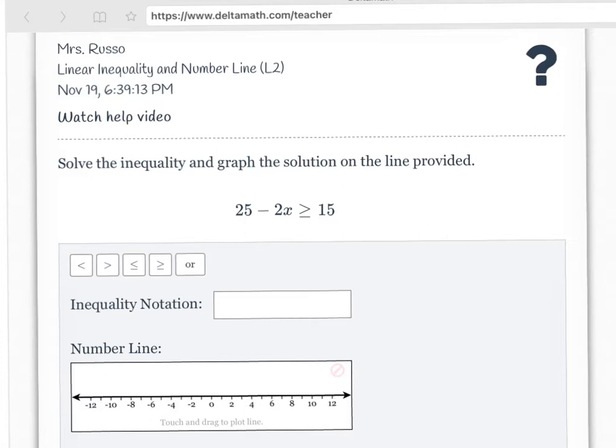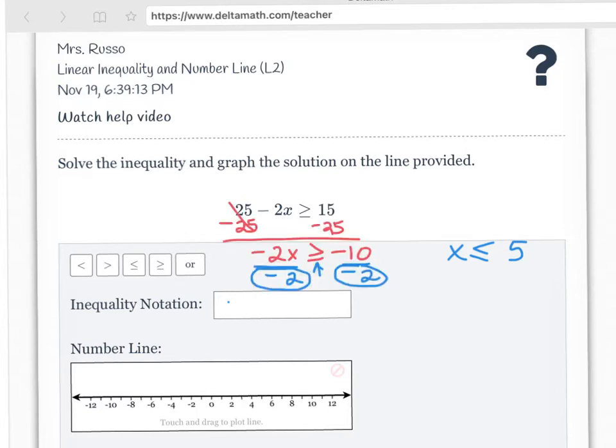And I'll divide by negative 2. That would give me x is, and on the right I have 5, and here's what I have to remember. Because I divided by a negative number, I need to flip the direction of that inequality, and this becomes x is less than or equal to 5.